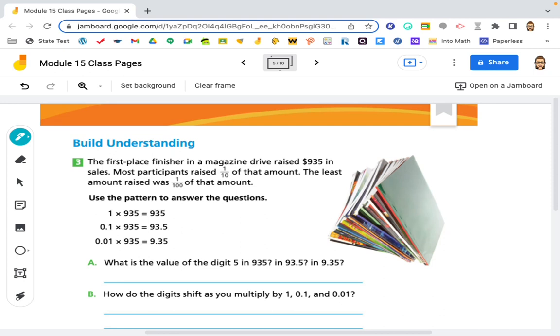So what is the value of the digit 5? Well, it would be 5 ones. It's in the ones place. And then in 93 and 5/10, it would be in the tenths, so it would be 5/10. And then in 9 and 35/100ths, it is in the hundredths, so it would be 5/100ths.